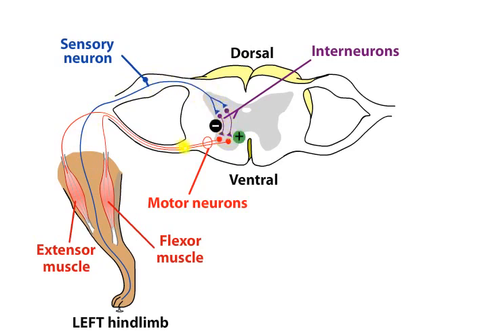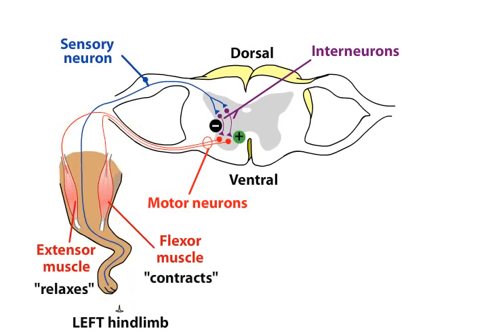In this example, an interneuron sends an inhibitory signal to motor neurons controlling the extensor muscles. An excitatory signal is sent to motor neurons controlling the flexor muscles. This permits the dog to withdraw the hind limb from the painful stimulus.